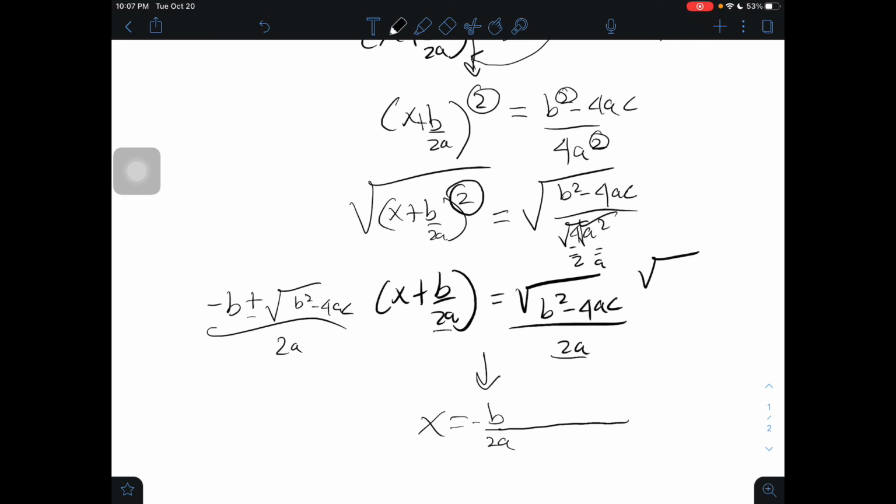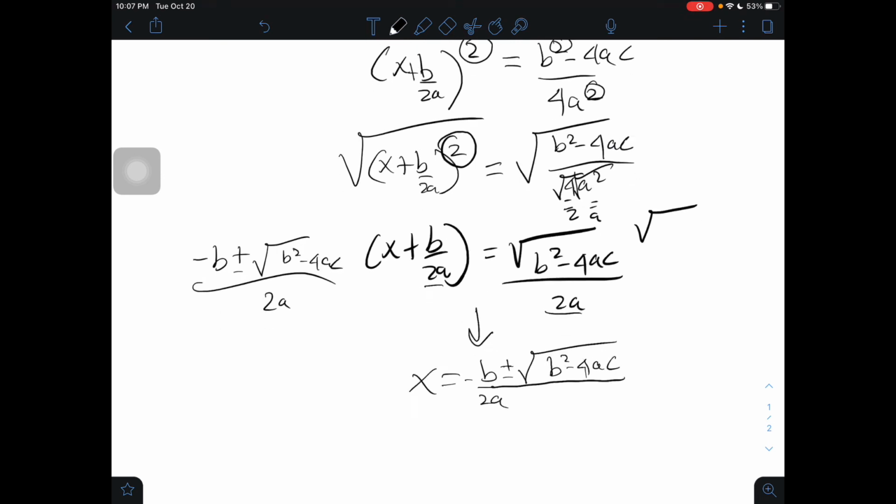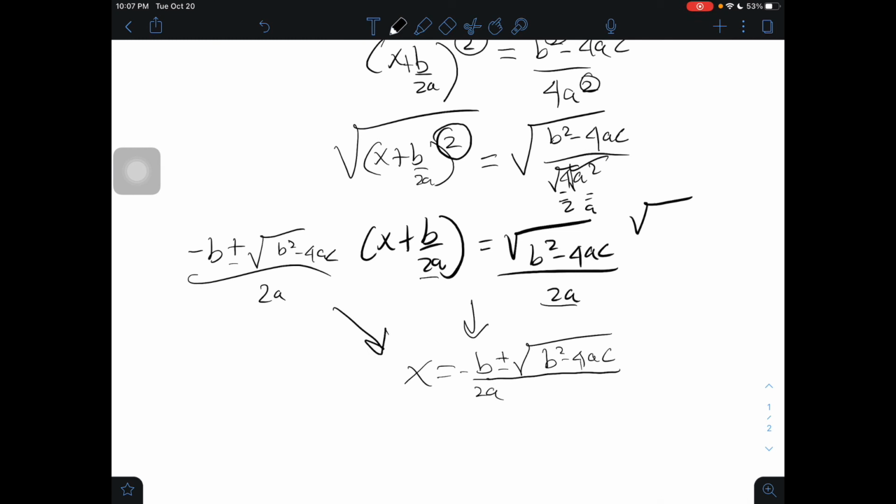And then, remember, whenever you take the square root of a number, you can take the positive or the negative square root. So in this case, we're going to write it as positive or negative, and our numerator is going to stay the same as the square root of b squared minus 4ac. And now, as you can see, we have the quadratic formula. We have successfully derived the quadratic formula from ax squared plus bx plus c equals 0.